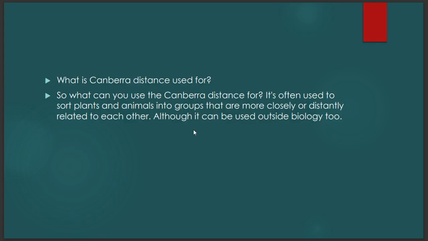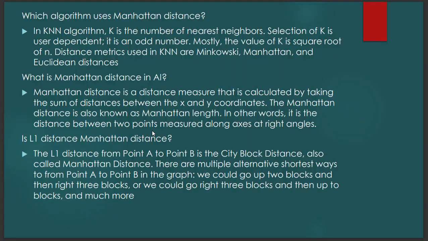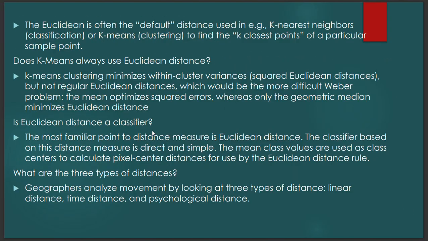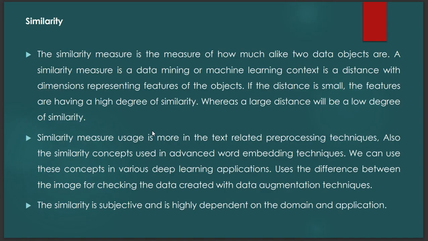What is the Canberra distance used for? It is often used to sort plants and animals into groups that are more closely or distantly related to each other, although it can be used in the study of biology too. That's all about the metrics, some important metrics in machine learning, similarity metrics.